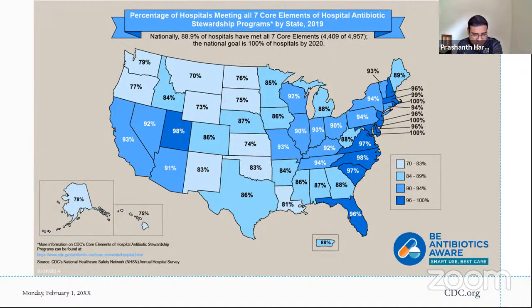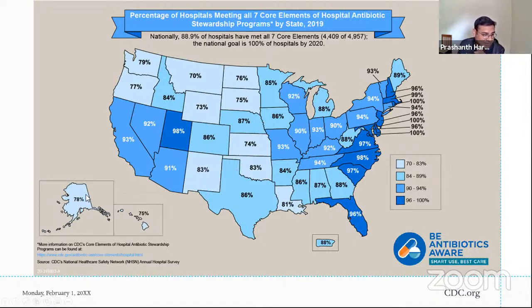The dark blue is actually an adherence rate of 96 to 100%. The ink blue is 90 to 94%. The light blue or the sky blue, you can call it, is 84 to 89%. And the lightest blue is only a 70 to 83% adherence rate. This is 2020 statistics.